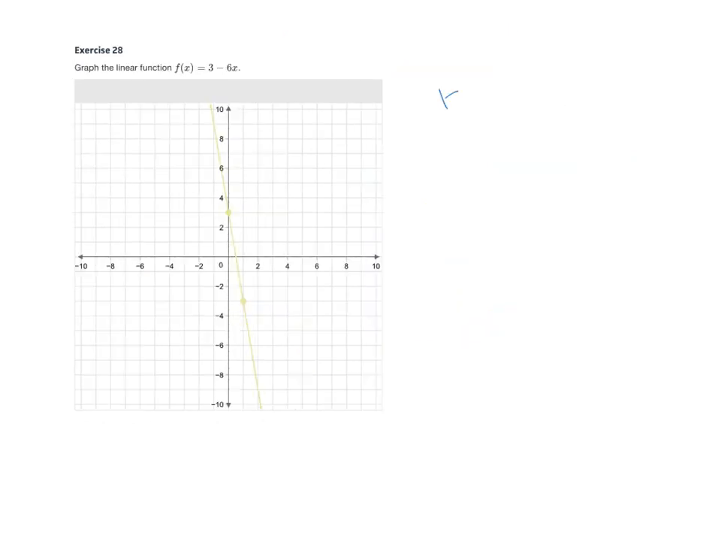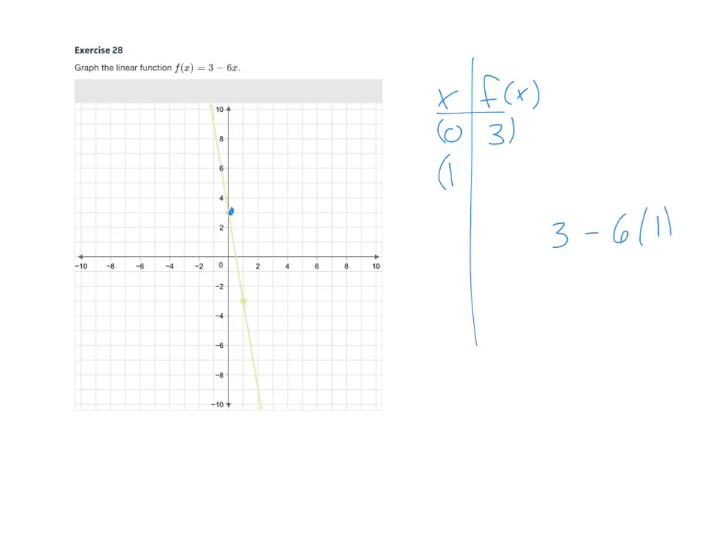28. We've got x and we've got f of x. So let's say we're going to do 0. 0 is always the easiest. You would have negative 6 times 0 is 0. 3 minus 0 is 3. So 0, 3 would be our first spot. Let's do 1. So you would have 3 minus 6 times 1. 3 minus 6 would be negative 3. Over 1, down 3 would be there.